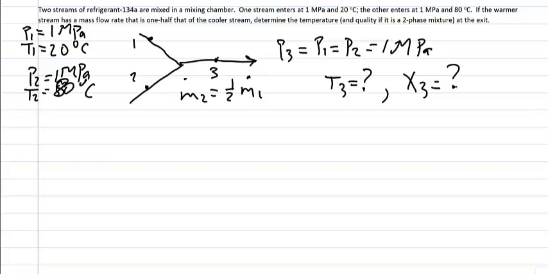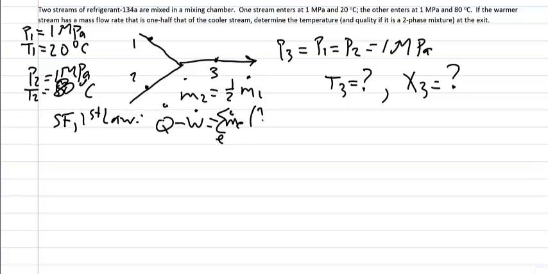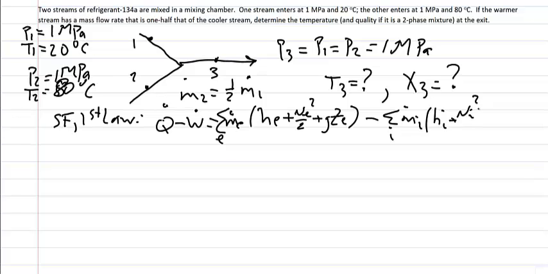Now, this is clearly a first law problem. It's a multiple stream steady flow process. It's not single stream. So for a steady flow process for multiple streams, the first law is simply Q dot minus W dot equals the sum over all exit streams of m dot E times the enthalpy at the exit plus the kinetic energy and the potential energy at the exit, and then minus the sum over all inlet streams of m dot I times the enthalpy at the inlet, and then plus the kinetic energy and potential energy at the inlet.